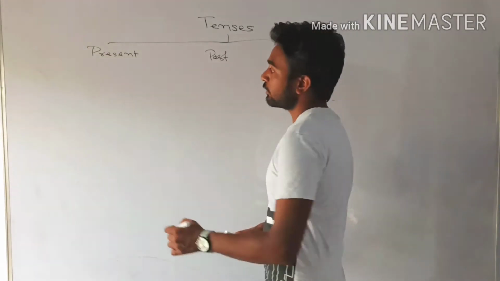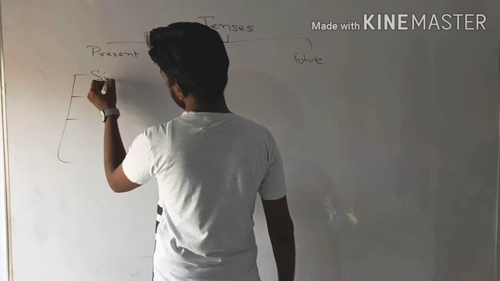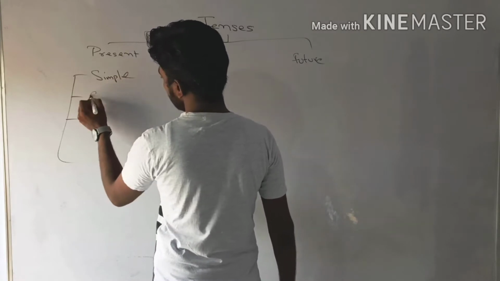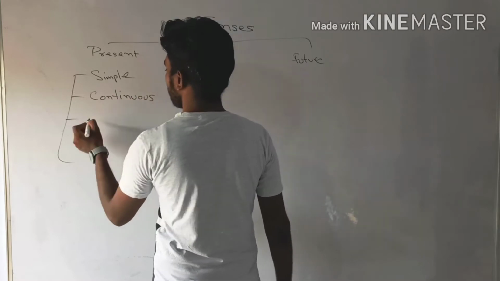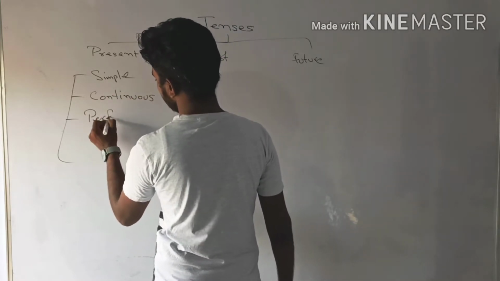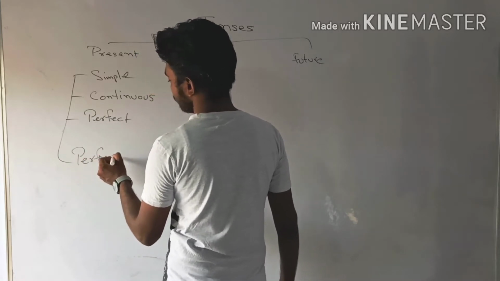Every tense has four parts. The first is simple, the second is continuous, the third one is perfect, and the last one is perfect continuous.